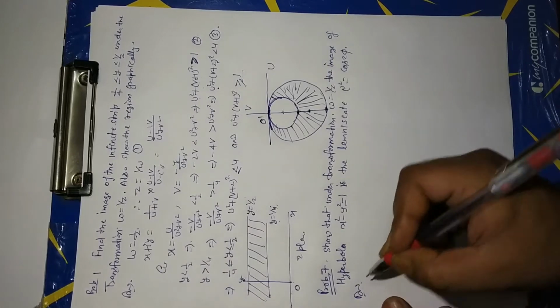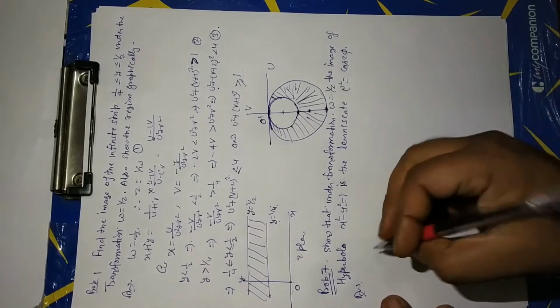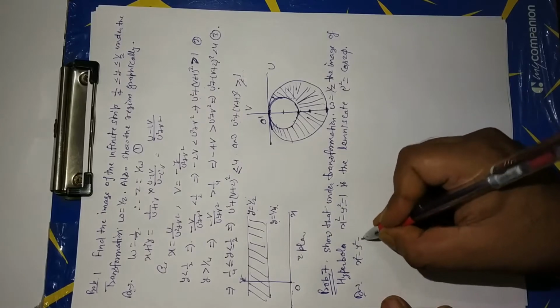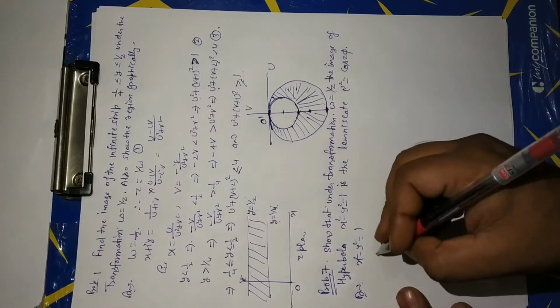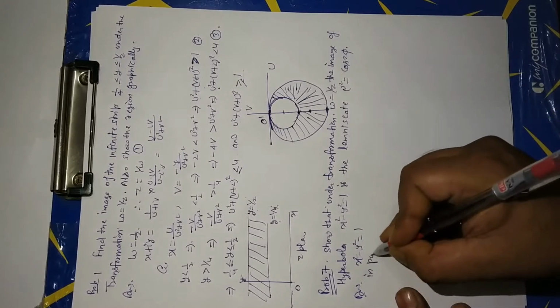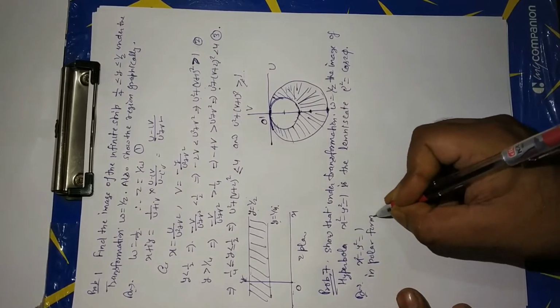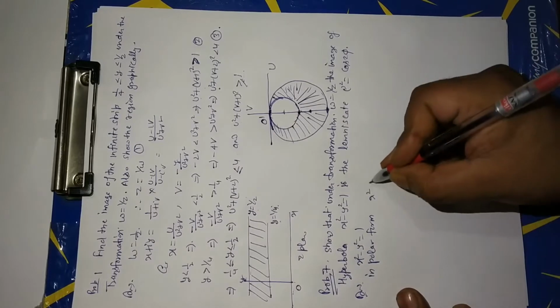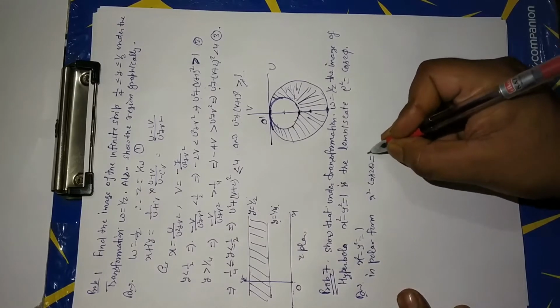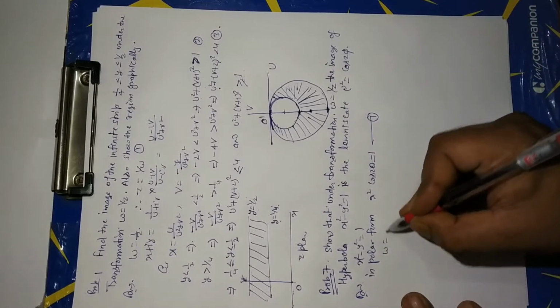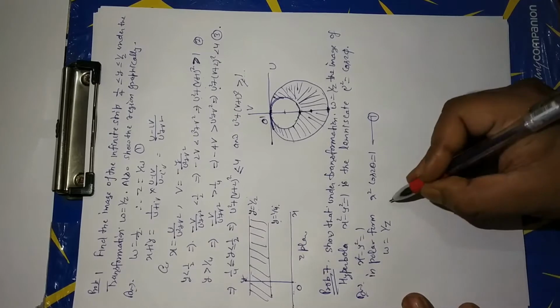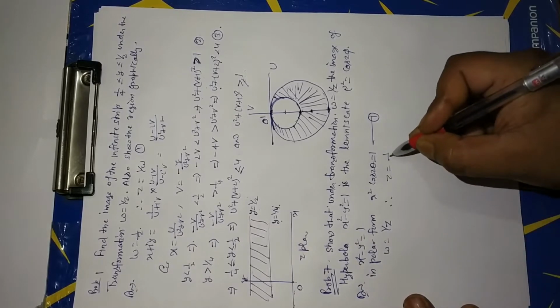Now answer. x square minus y square is equal to 1 is the equation of the hyperbola in Cartesian form. If we convert into polar form, the equation of the hyperbola is r square cos 2 theta equal to 1. This is represented by equation number first. But the given transformation is W is equal to 1 upon Z, that is Z is equal to 1 upon W.